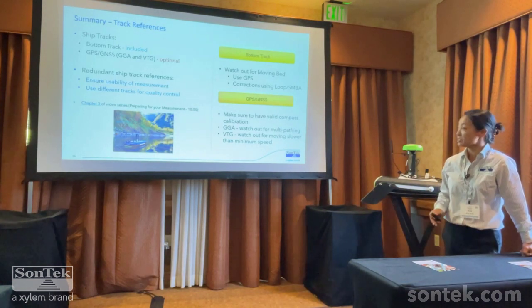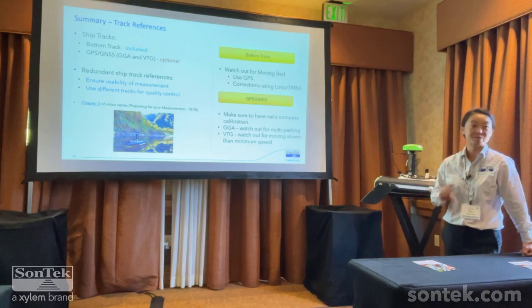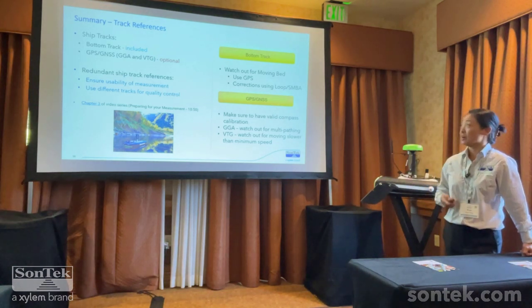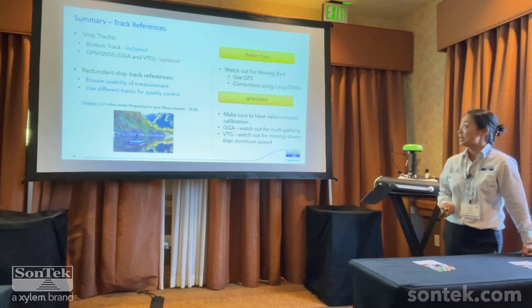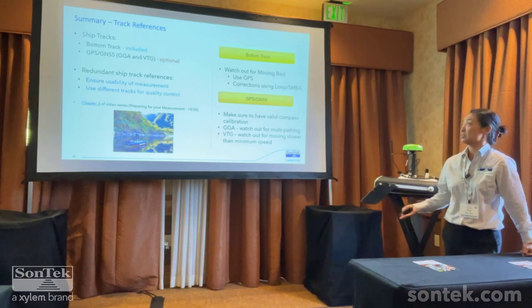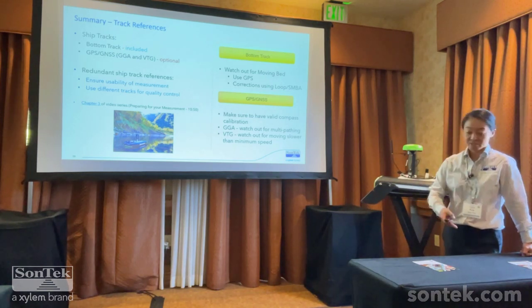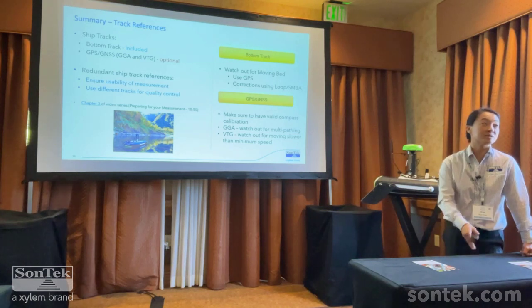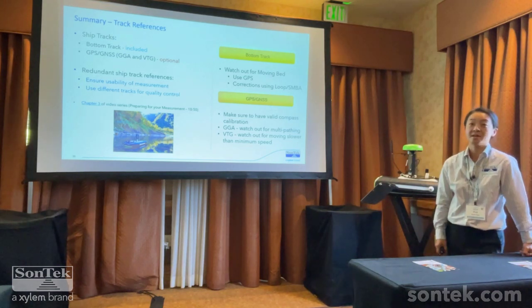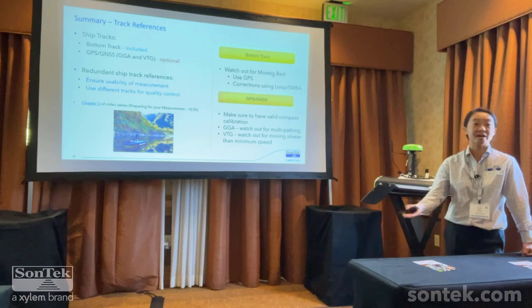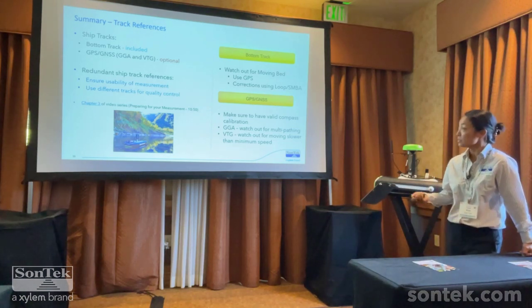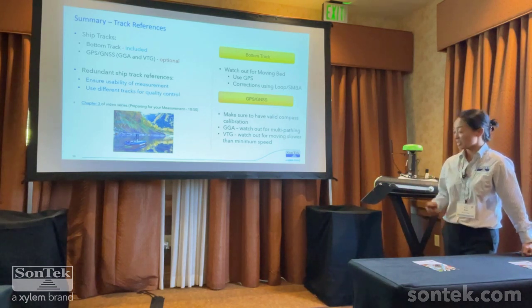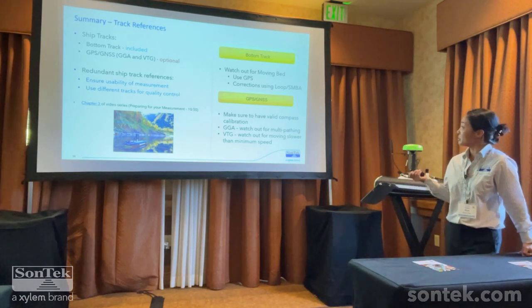So just to really quickly summarize GPS, I know there are a lot of options and this is a lot of information. For the ship tracks, bottom track is always included in these ADCPs. GPS is going to be optional. GPS does provide a redundant ship track reference, so that ensures the usability of your measurement, especially at the end of the day when you come back to your office and you realize that, for example, you had an issue with bottom track. You can always switch to GPS just in case. And then there's the quality control factor that you can play with.